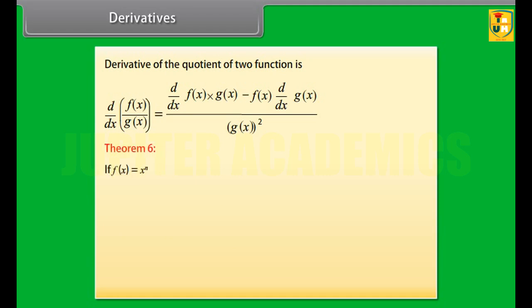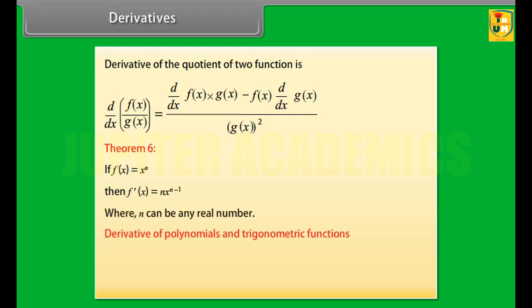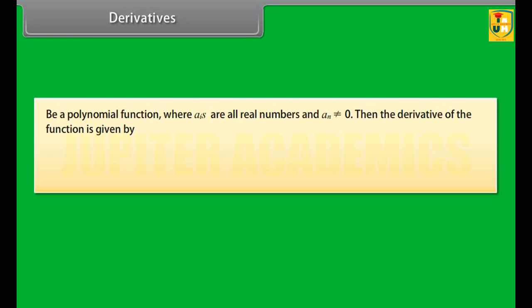Theorem 6. If f of x is equal to x raised to the power n, then f dash x is equal to n into x raised to the power n minus 1, where n can be any real number. Derivatives of polynomials and trigonometric functions. Let f of x be a polynomial function where a i's are all real numbers and a n not equal to 0. Then the derivative of the function is given by d by dx of f of x.